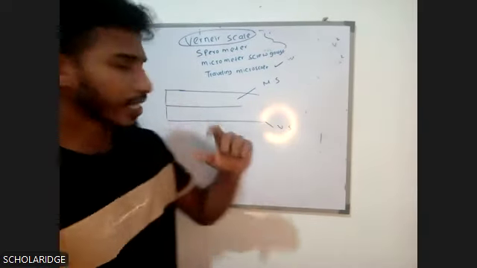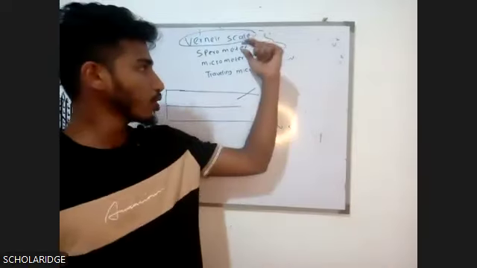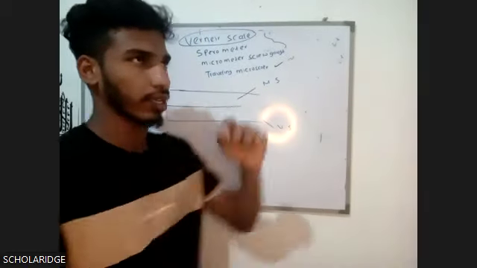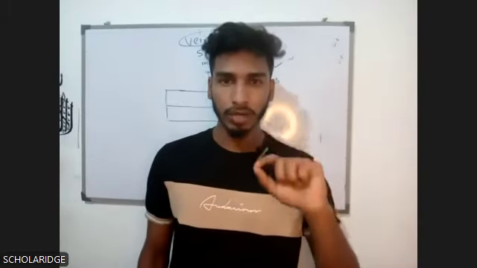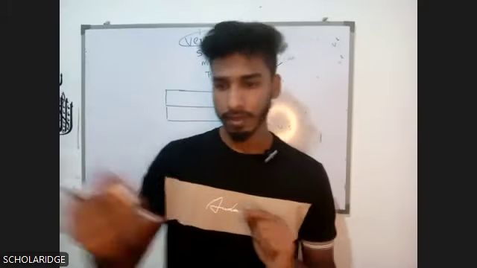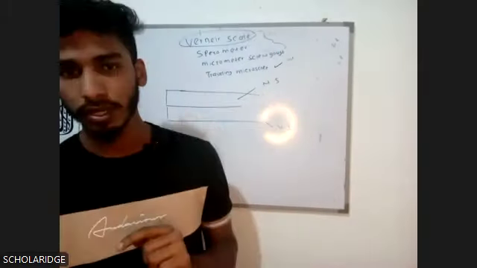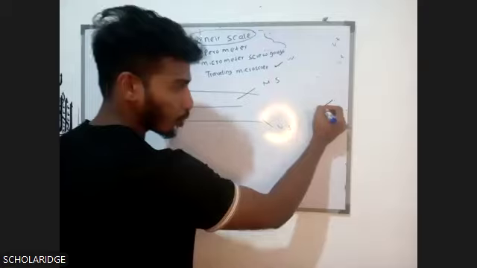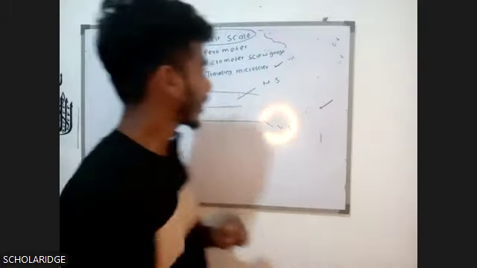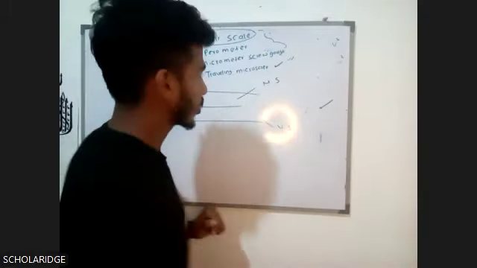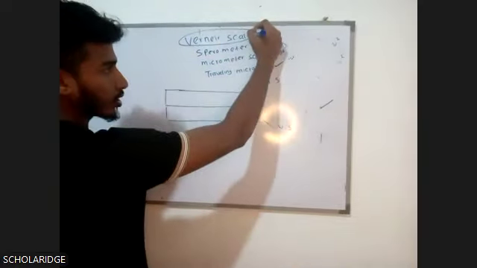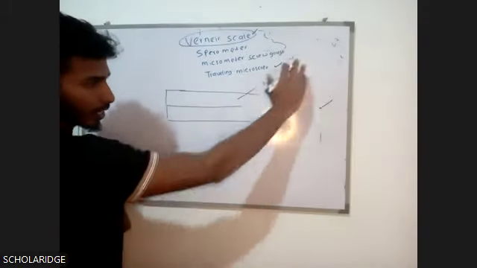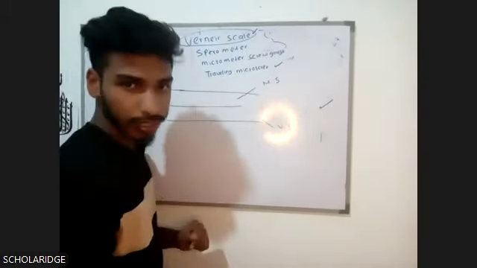Now, first of all, let's get an idea why we are actually using these instruments. If you look at the ruler, we are able to get a minimum measurement of 1 millimeter. We can't go below it. So in order to have accuracy and to obtain small readings, we use these instruments. So in this case, the vernier scale, we'll be having a main scale and a vernier scale.